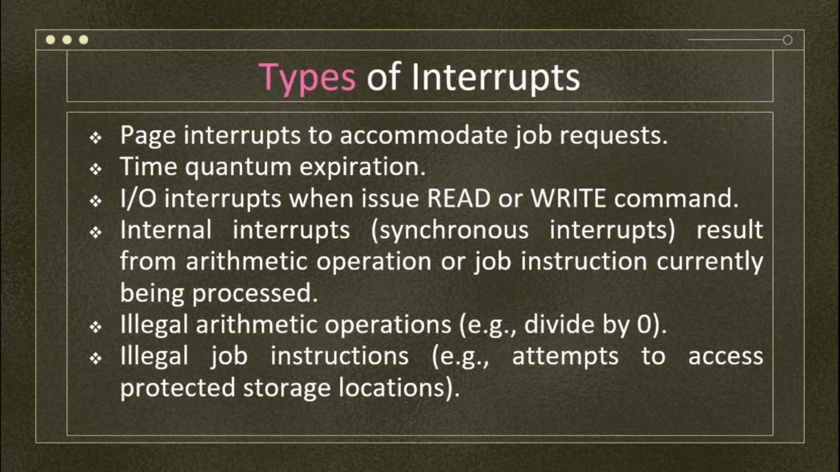Types of interrupts. The first one is page interrupts to accommodate job requests. The second one is time quantum expiration. Input-output interrupts occur when a read or write command is issued. Internal interrupts, or synchronous interrupts, result from arithmetic operations or job instructions currently being processed. Illegal arithmetic operations, such as divide by zero. Illegal job instructions, for example, attempts to access protected storage locations.